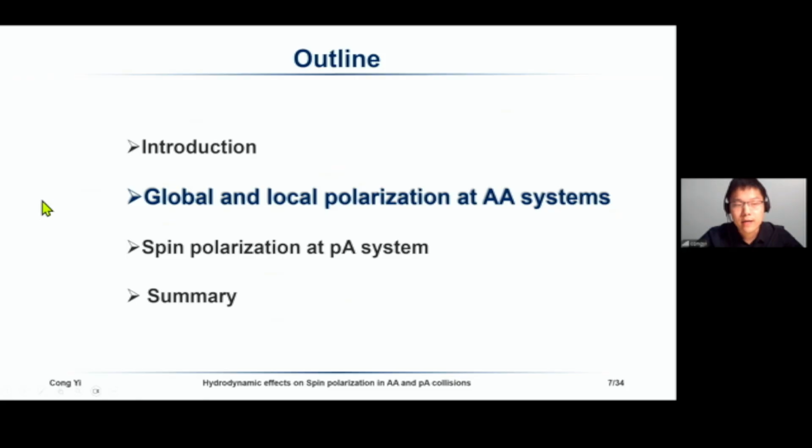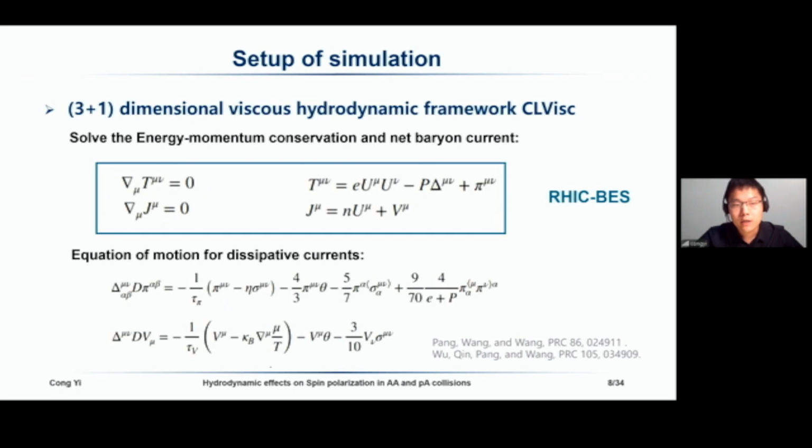We first use the hydrodynamic model and the transport model to study the global and the local polarization in gold-gold collisions at the Beam Energy Scan region and the STAR fixed target program energies. We use the 3+1 dimensional viscous hydrodynamic framework CLVisc to describe the evolution of the quark-gluon plasma. For the Beam Energy Scan region, both the energy-momentum conservation and the net baryon current are considered. The equations of motion for the dissipative currents are described by the second order Israel-Stewart-like equations.